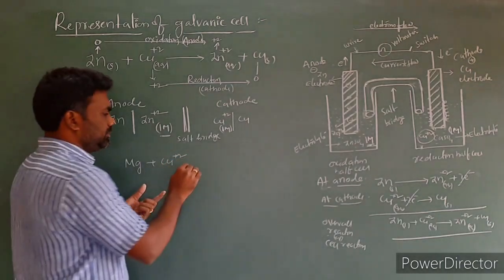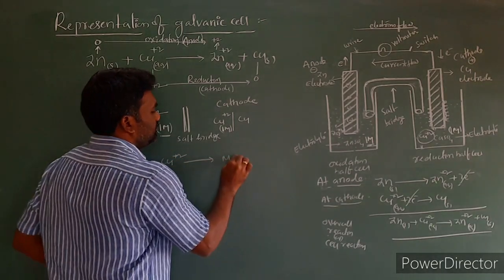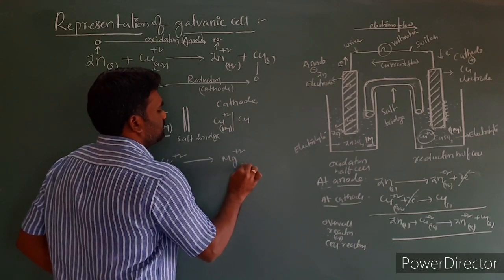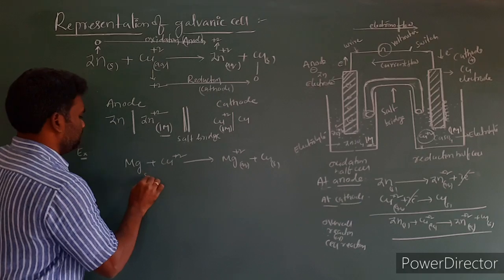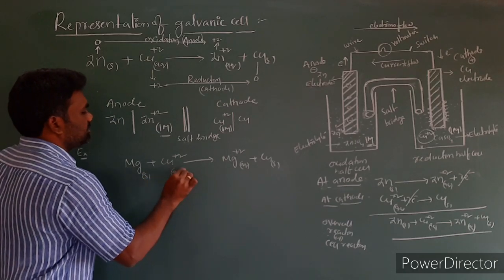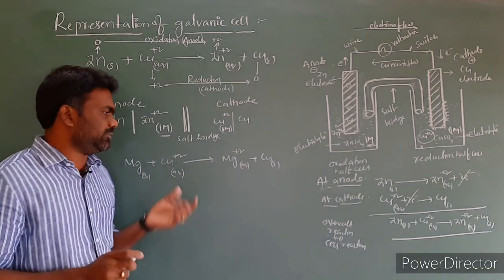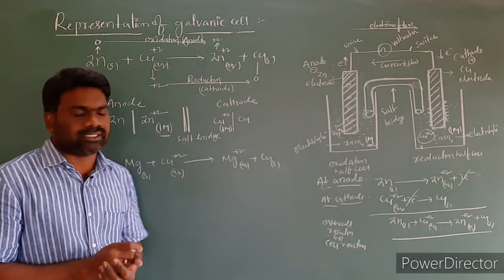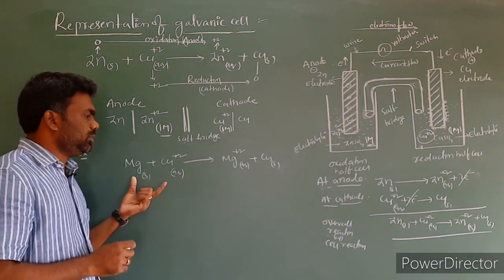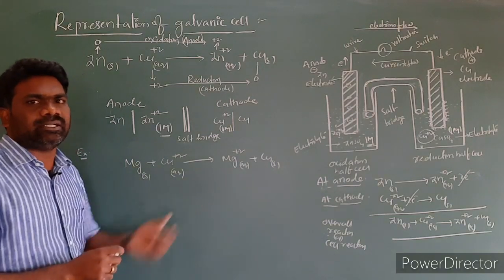Mg plus Cu2+ gives rise to Mg2+ (aqueous) plus Cu (solid). So this is the cell reaction given. For this cell reaction we have to write a representation of a galvanic cell. First we have to identify the anode as well as the cathode in this cell reaction.